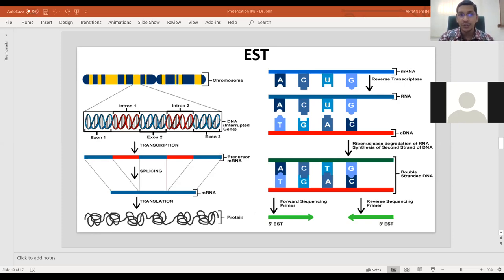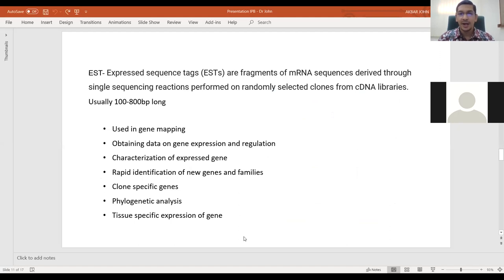Okay, for example, if you have any objectives based on the gene expression studies, you have to go with the EST molecular markers, which can show which gene expresses in which tissue, and the expression level can be identified using the RT-PCR. Okay, these are the other benefits of the EST, which, as I explained, is only from the mRNA, and it is used for synthesizing the cDNA libraries.